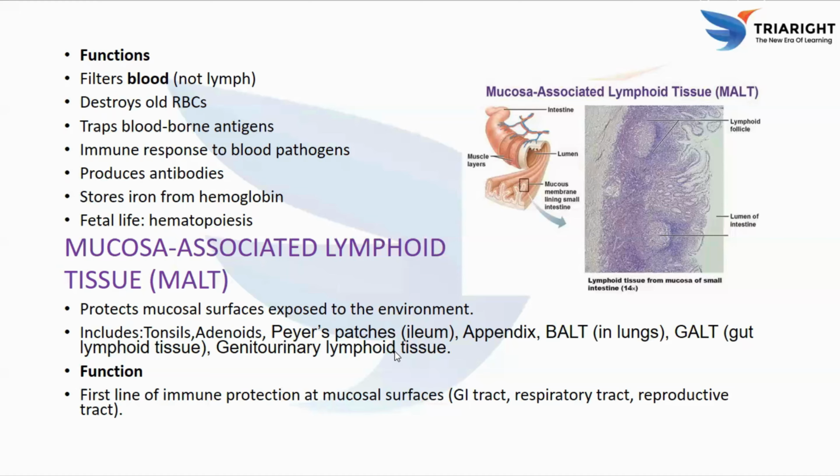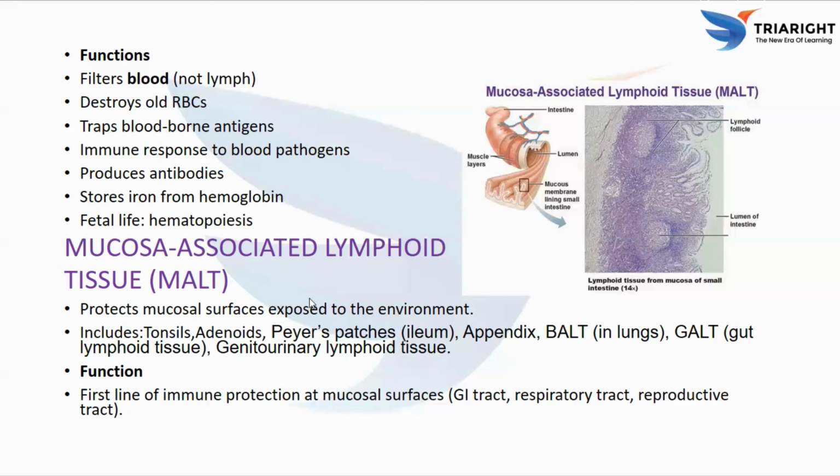The spleen also stores iron from hemoglobin. When RBCs are destroyed, the hemoglobin is broken down, right? And iron is stored for reuse. And in fetal life, hematopoiesis: in the fetus, the spleen helps produce blood cells until bone marrow takes over later. So this is about the structure and functions of the spleen.